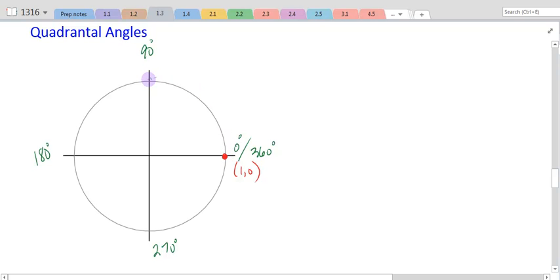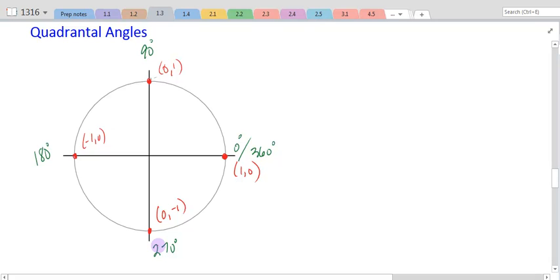If I came up here to the 90-degree position, my ordered pair for this point up here would be 0, 1, right? Because I went 0 in the x direction and 1 in the y direction. Over here, this point at 180 would have the ordered pair -1, 0. And this ordered pair down here would be 0, -1. So the ordered pairs are special when we want to talk about our quadrantal angles of 0, 90, 180, and 270. So it's really easy then to be able to apply that to the 6 trig functions.